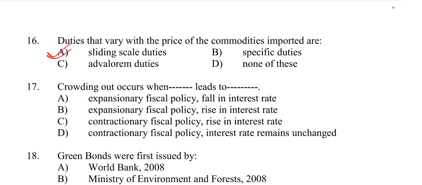are tariffs that vary with the price of the imported commodities. When the price increases, the duties increase, and when the price decreases, the duty decreases. So the duty changes according to the price level of the goods being imported. So it is called sliding scale duties.